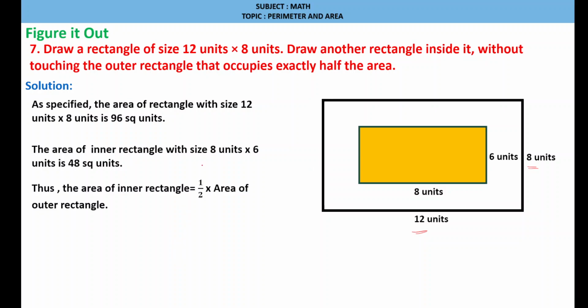If we compare, the area of the inner rectangle is equal to half of the area of the outer rectangle, because 48 can be written as half of 96. Thus, the area of the inner rectangle is equal to half of the area of the outer rectangle, which satisfies the condition.